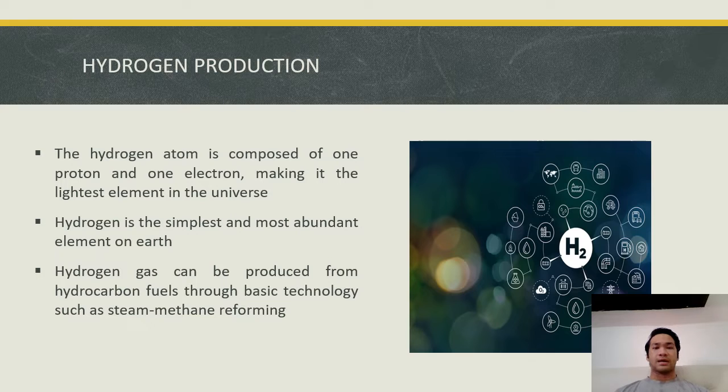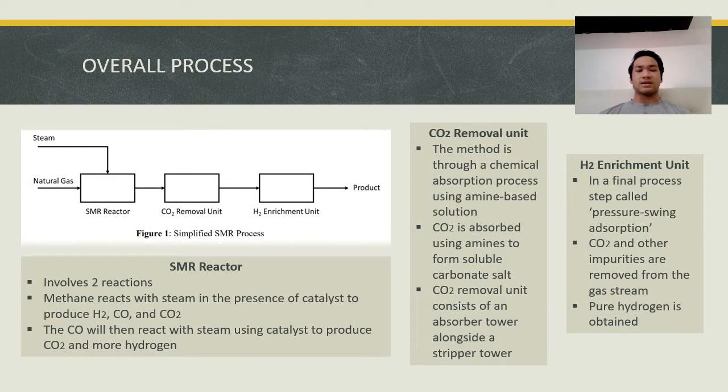Hydrogen production. Hydrogen atom is composed of one proton and one electron, making it the lightest element in the universe. Hydrogen is the simplest and most abundant element on Earth. Hydrogen gas can be produced from hydrocarbon fuels through basic technologies such as steam methane reforming. Moving on to our overall process.